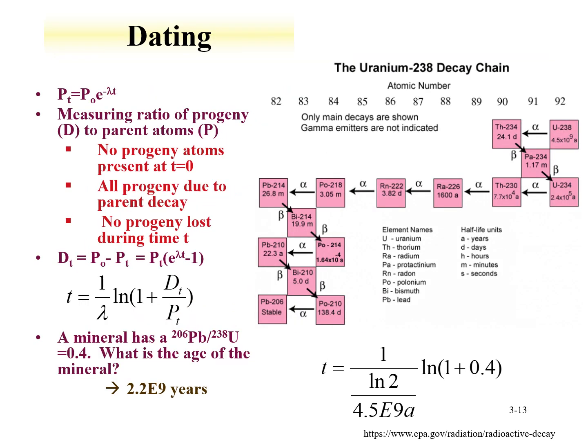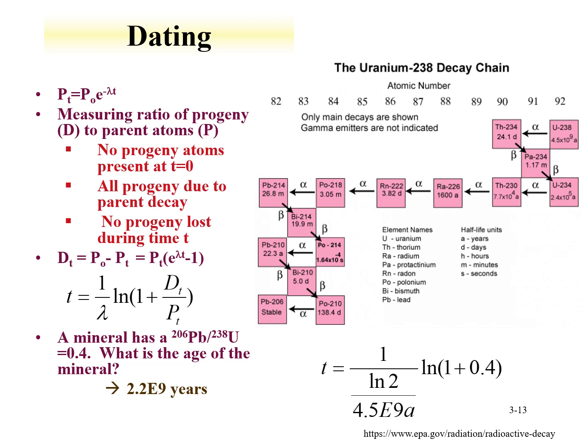We can start with the equation where the amount of parent at time t equals parent initial e to the minus lambda t. We use the conditions where there is no progeny present at time 0. All the progeny is due to the parent decay, and no progeny is lost during the time of decay, this time t. We can rearrange this equation so that the progeny at time t is equal to the parent initial minus the parent at time t.